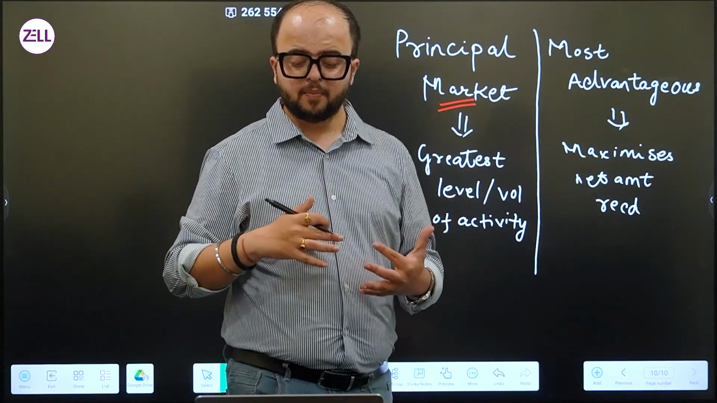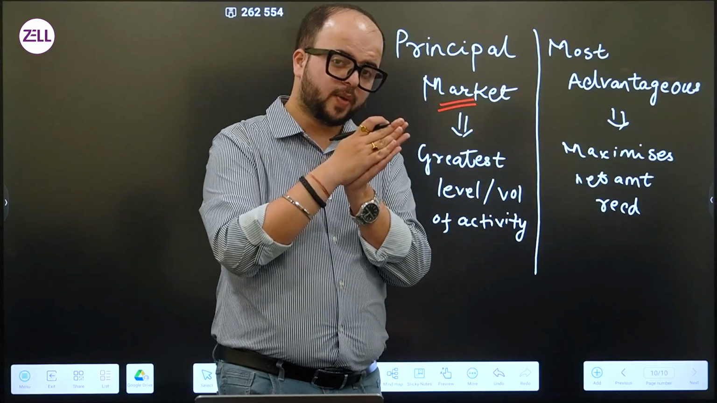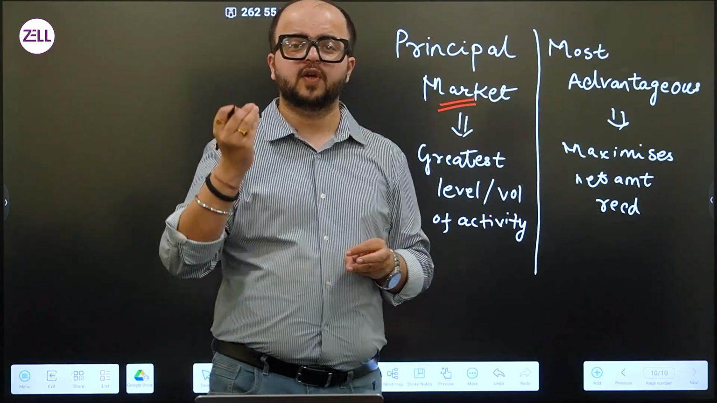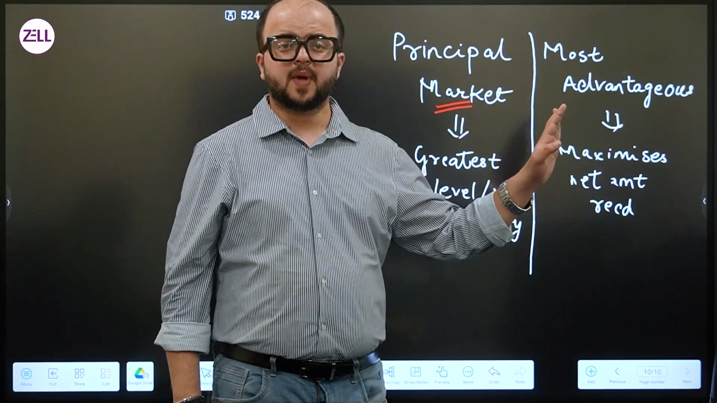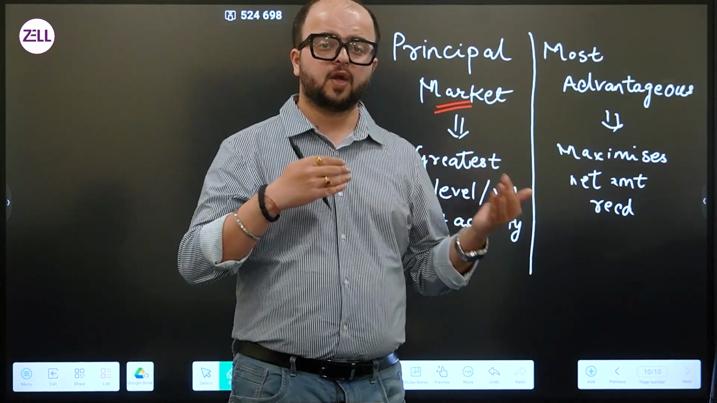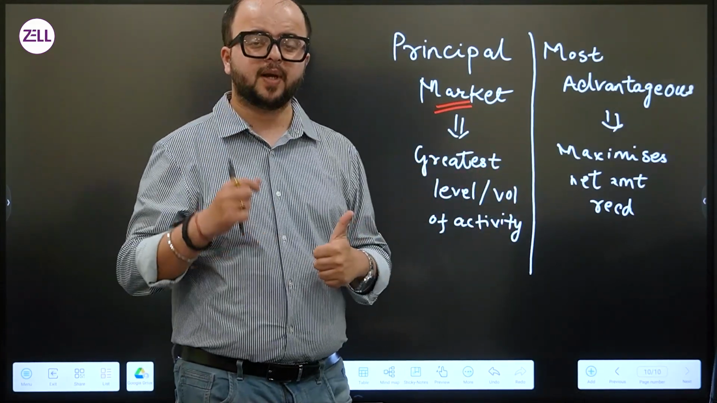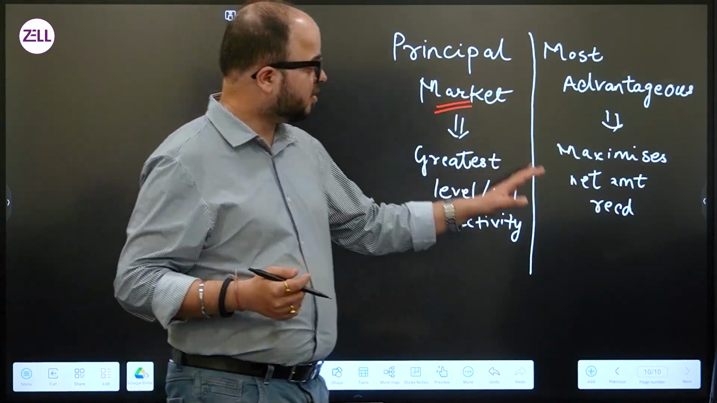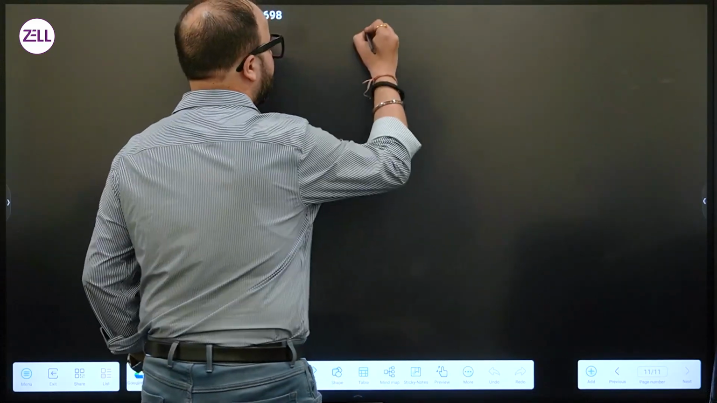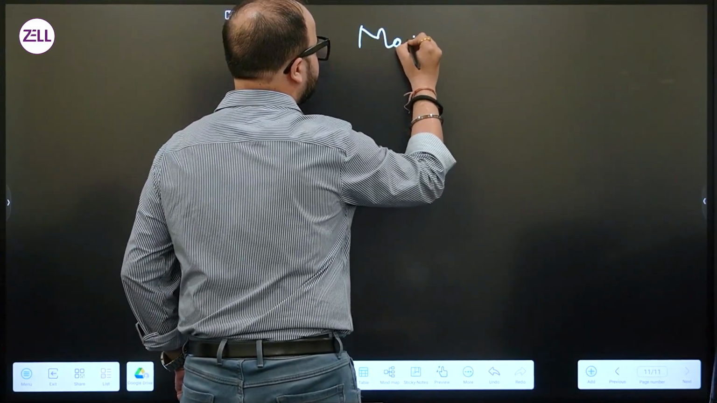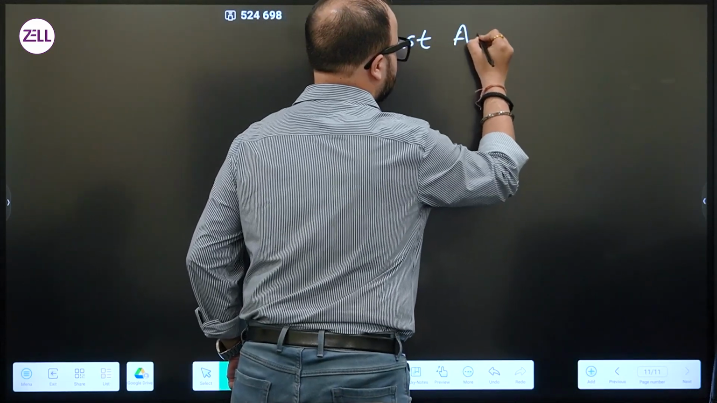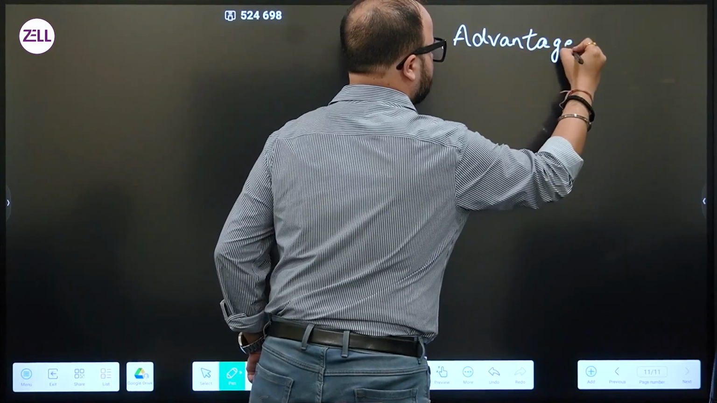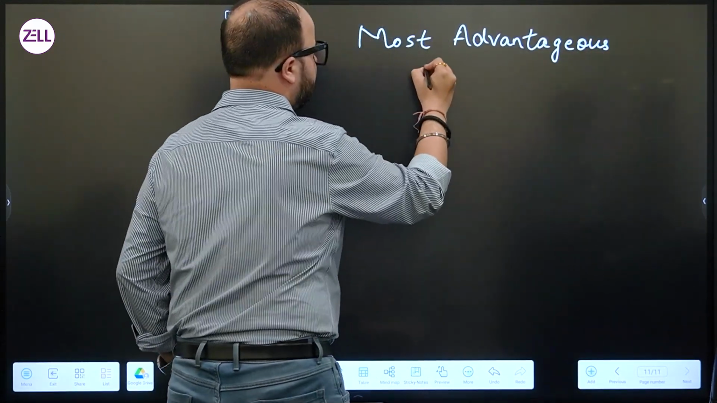So we look at an example to understand how you determine the most advantageous market and how you use that as a reference point for calculation of fair value. Most advantageous market is that market you would fall back on in case you don't have a principal market or you do not have access to the principal market. The most advantageous market is the one which maximizes the net amount received. Let's understand that. Most advantageous market.